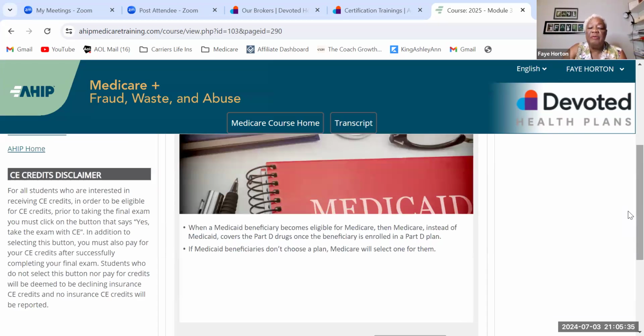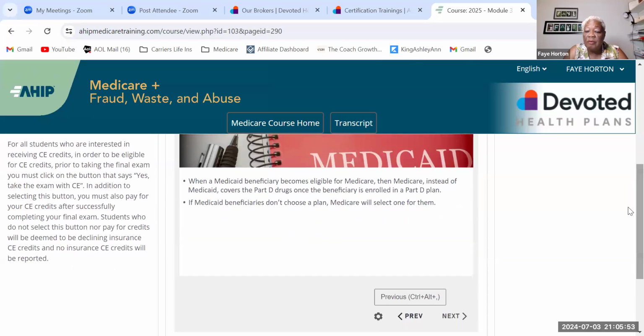When a Medicaid beneficiary becomes eligible for Medicare, then Medicare, instead of Medicaid, covers the Part D drugs once the beneficiary is enrolled in a Part D plan. If Medicaid beneficiaries don't choose a plan, Medicare will choose one for them.